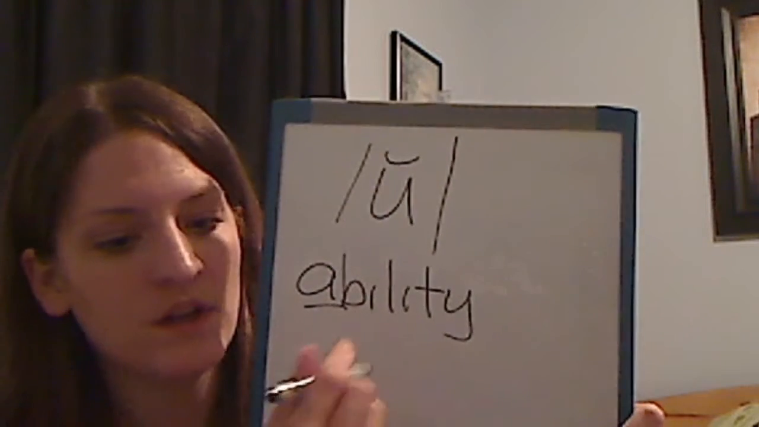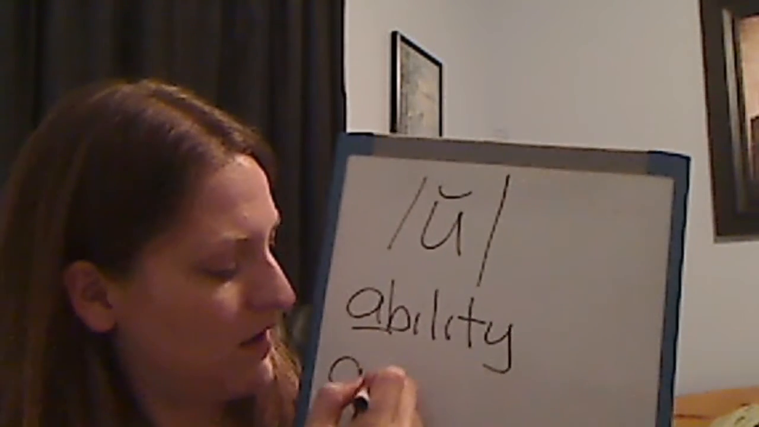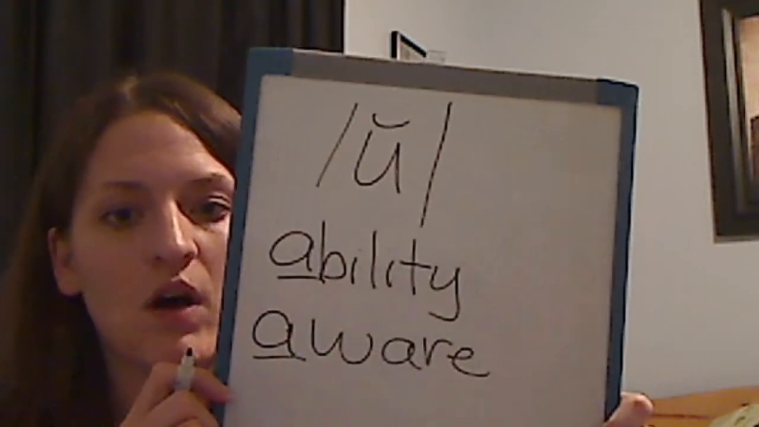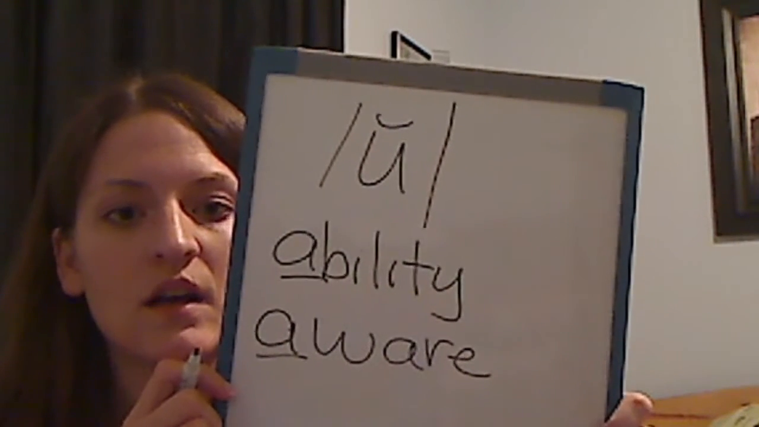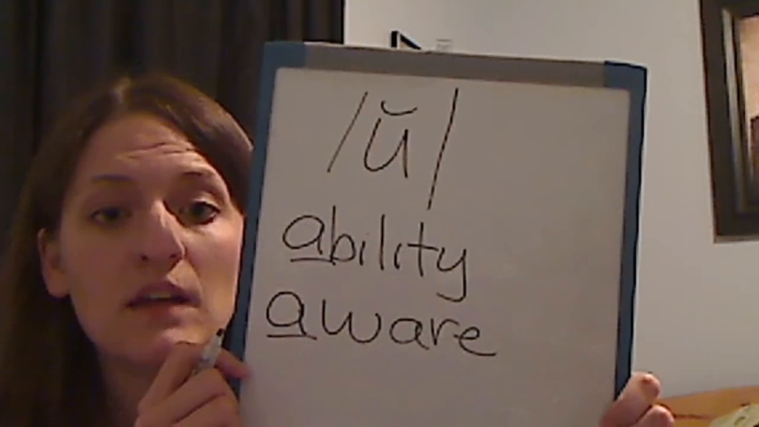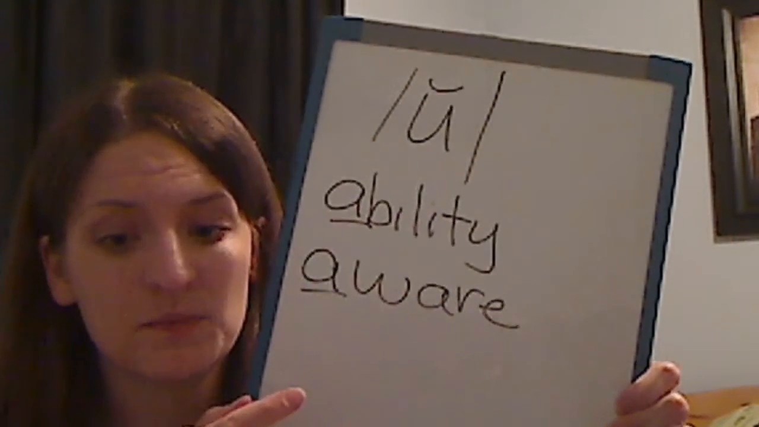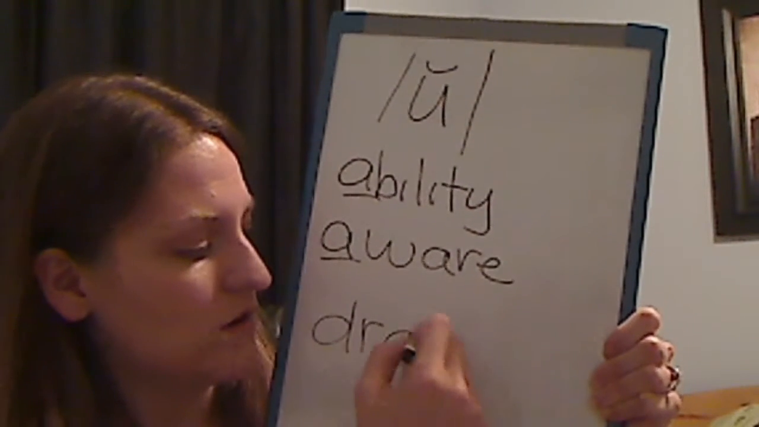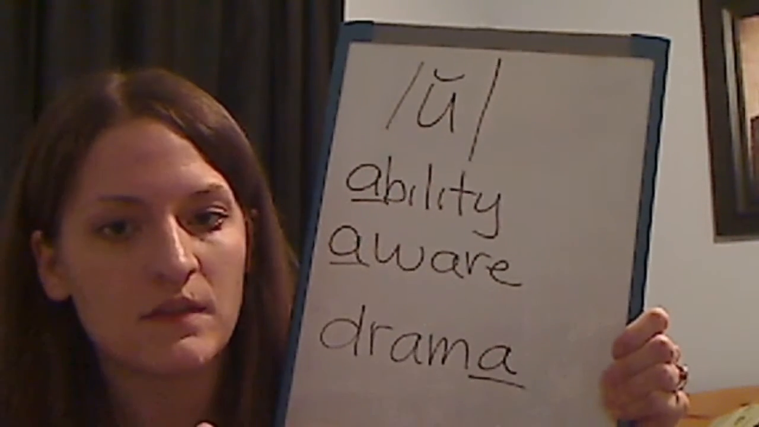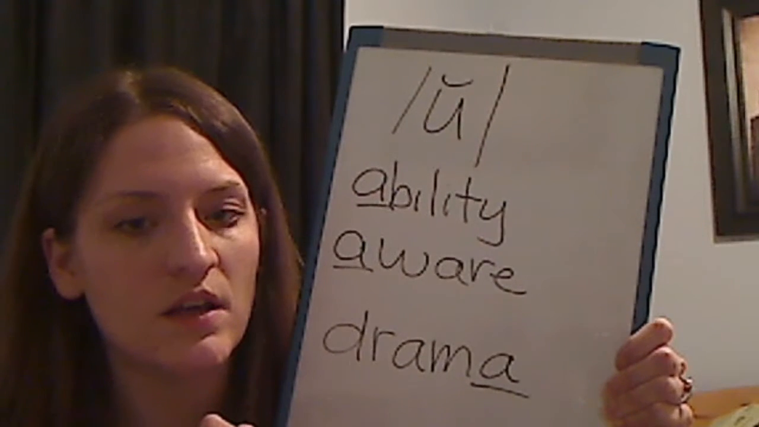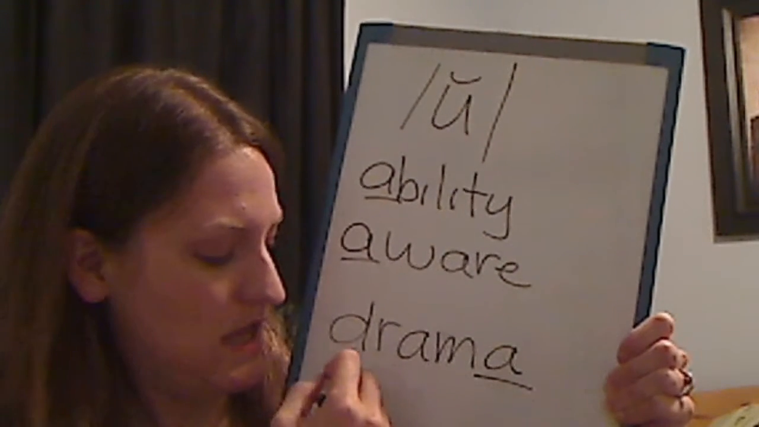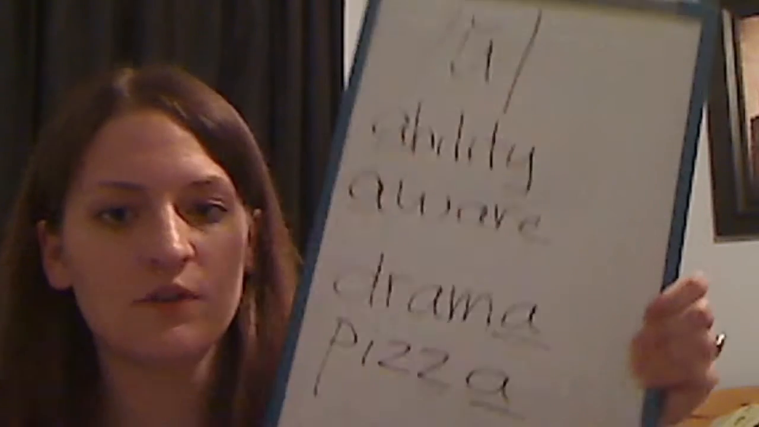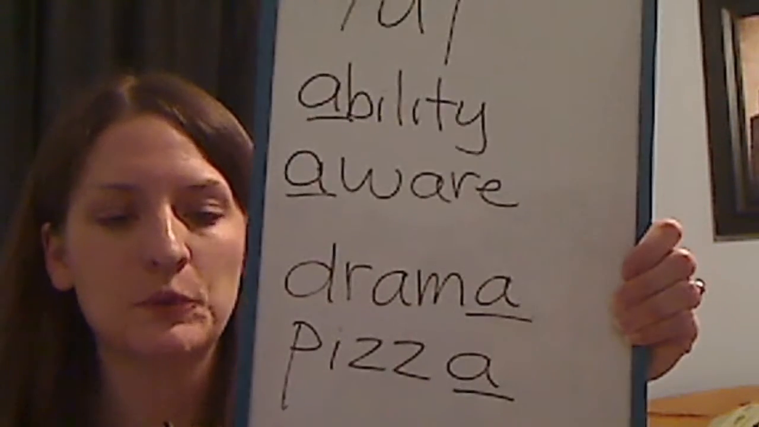Another example would be where. Okay, we have the schwa sound at the beginning. Now we also learned that it could be at the end spelled with an A too. And that's in words like drama. Okay, drama, you can hear the sound at the end. And pizza. So don't forget it can also be at the end too.